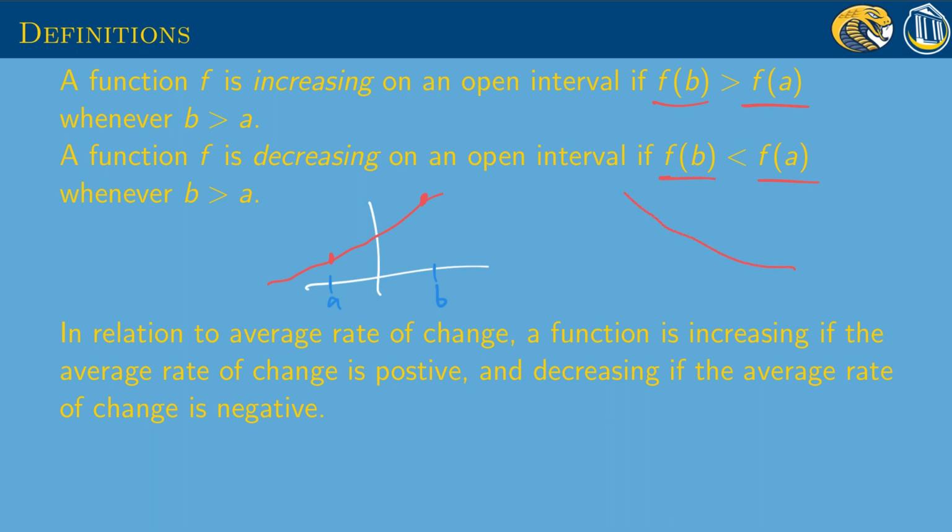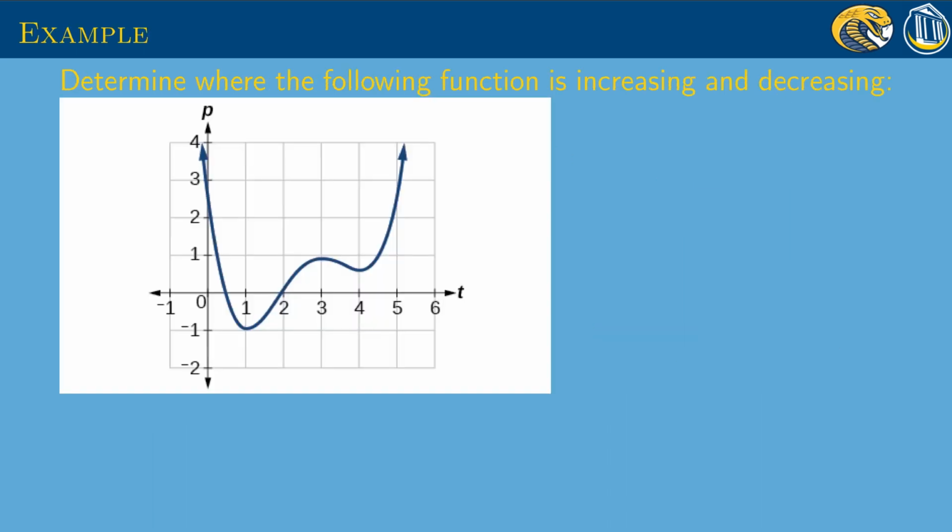How does this relate to the average rate of change? Well, anytime a function is increasing, that means the average rate of change is positive, and the function is decreasing if the average rate of change is negative. So let's determine where the following function is increasing and decreasing.